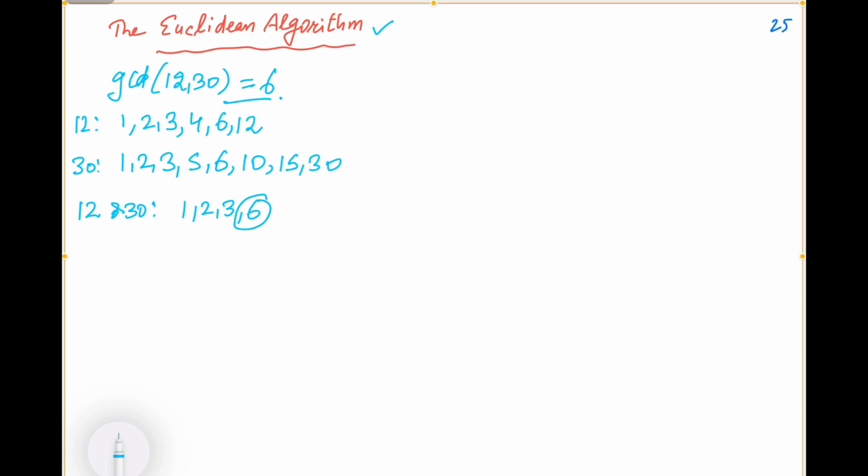But we cannot use this method for larger numbers, like if we want to find GCD of 1349 and 2564. So this method is not applicable here. Now for this we use Euclidean algorithm, which gives us a new method to find GCD. What is that? It's actually the repetition of division algorithm.